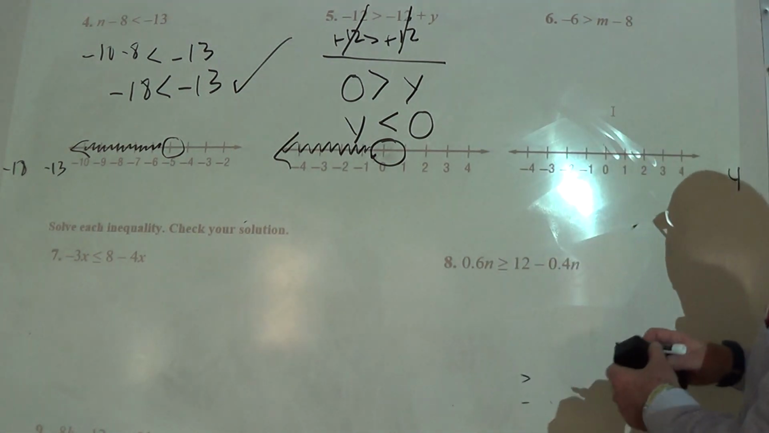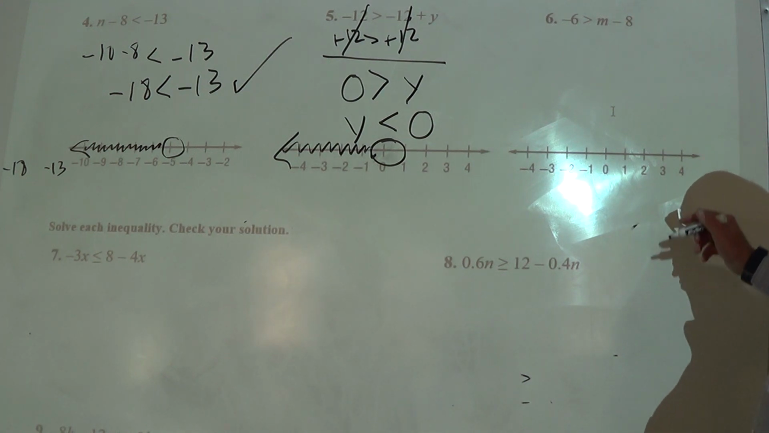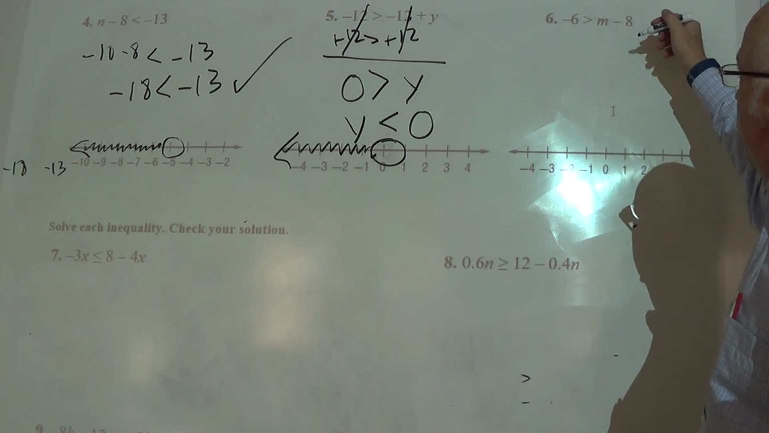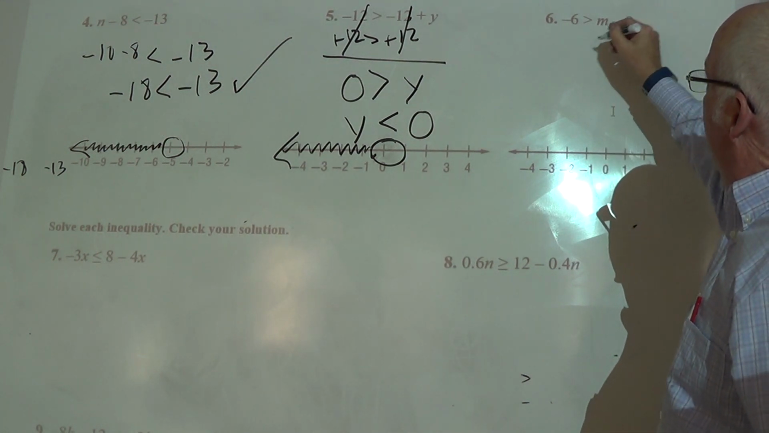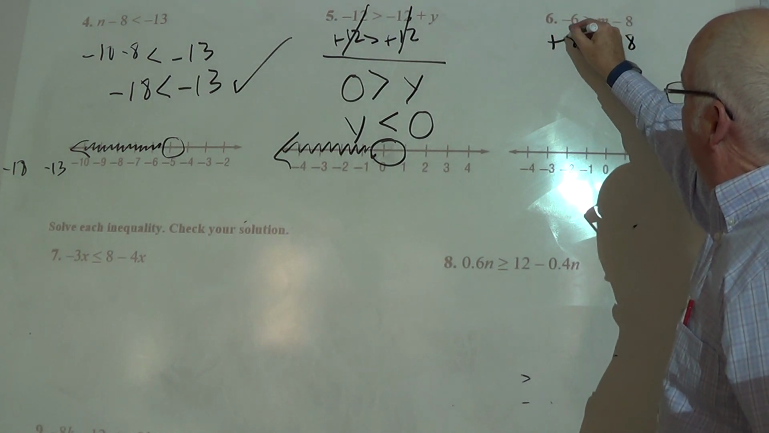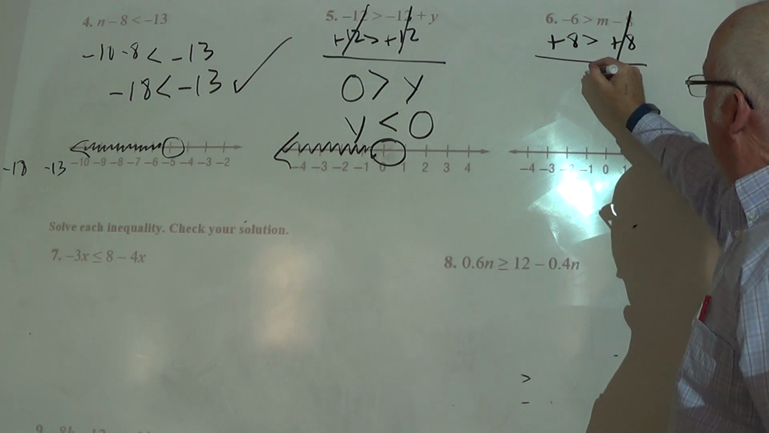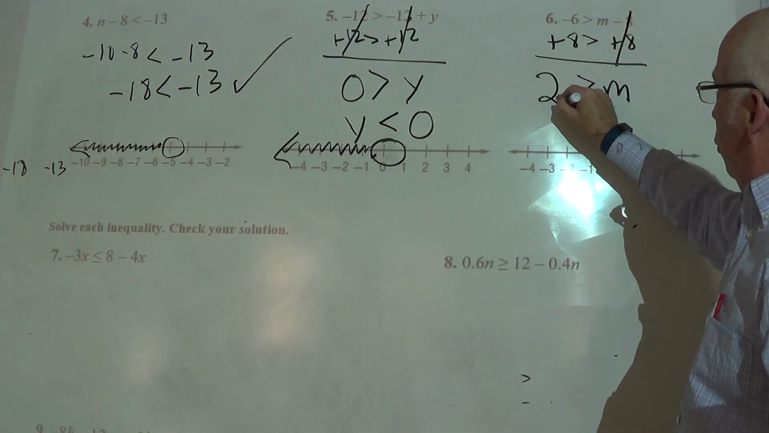And number 6 says negative 6 is greater than m minus 8. All right? So we're going to isolate the m. Again, it's on the right side, but now we know how to fix that at the end. So we're going to add 8 to this side to isolate for that m. If I add 8 to the right, I've got to add 8 to the left. All right, so that zeroes out. So I got m. I got my inequality sign. I got negative 6 plus 8 is 2.